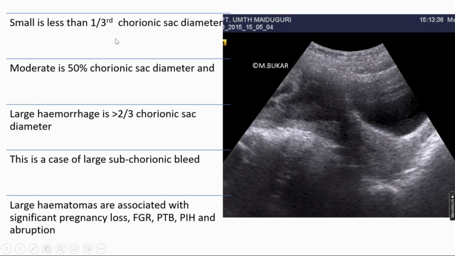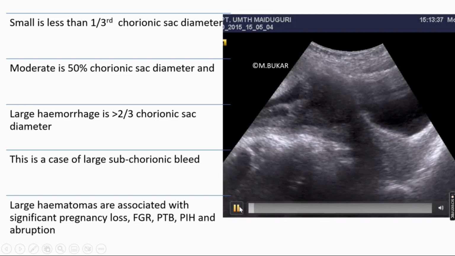Generally, subchorionic hemorrhage is said to be small if it is less than a third of the chorionic sac diameter. It is moderate if it is 50% of the chorionic sac diameter, and it is large when it is greater than 2/3 chorionic sac diameter.